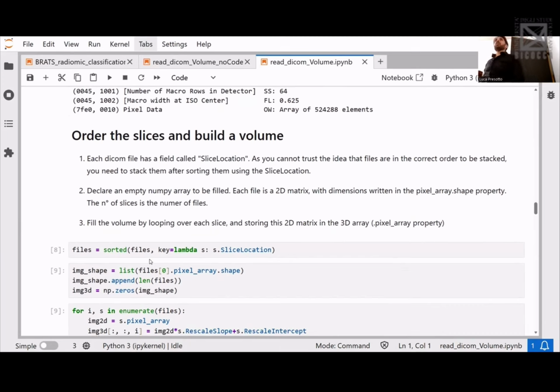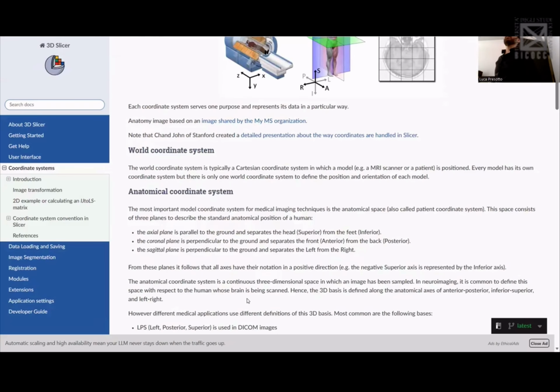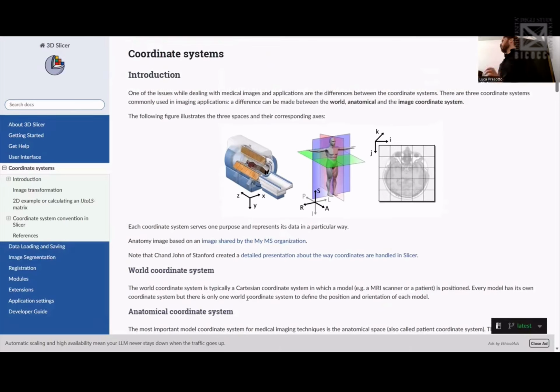Now, what did I do to order them? I just sorted them according to slice location. I was asked if there was a preferred direction, and actually there isn't. But if you go back to the presentation regarding CT, there is a link in there that talks about the coordinates, and that's something that we will not work with, but that's the major issue.